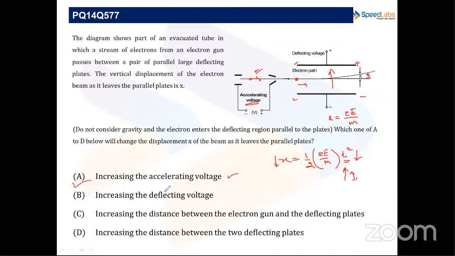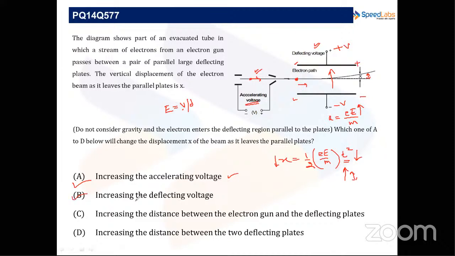Now second is increasing the deflecting voltage. Now this is the deflecting voltage, so that is like plus V and minus V. If you increase it, then this electric field is going to increase, because electric field is nothing but V by d, right? So you change this, E is going to change, and it is going to change x. So there is a change in x. Is that clear? So this is also going to change.